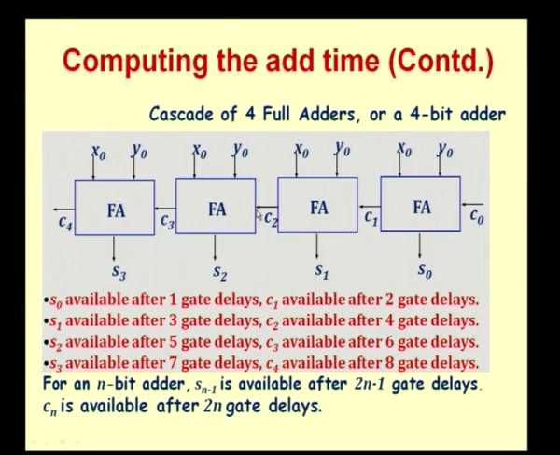Now, C2 being available only after 4 gate delays, the correct S2 value will be available after 5 gate delays and C3 will be available after 6 gate delays. Continuing like that, S3 will be available after 7 gate delays and C4 after 8 gate delays. So, you can see that for every stage there is a 2 gate delay for the carry to ripple through. So, for an n bit adder, Sn minus 1, the last sum bit, will be available after 2n minus 1 gate delays, and Cn, the last carry, will be available after 2n gate delays, because there is a 2 gate delay for each of the full adders.